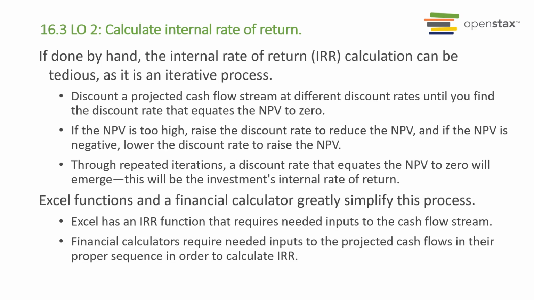If done by hand, the internal rate of return calculation can be tedious, as it is an iterative process. You would discount a projected cash flow stream at different discount rates until you find the discount rate that equates the net present value to 0. If the net present value is too high, you would raise the discount rate to reduce the NPV, and if the NPV is negative, you would lower the discount rate to raise the NPV. Through several iterations, a discount rate that equates the net present value to 0 will emerge. This will be the investment's internal rate of return.